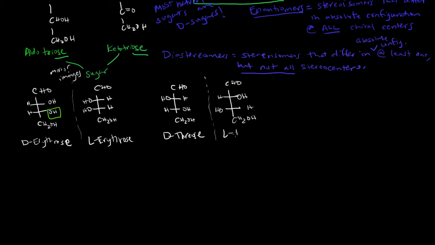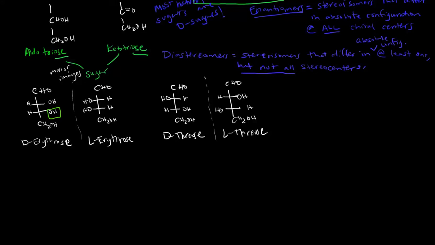Which is L-threose. So these two are enantiomers, and these two are enantiomers, but D-erythrose and D-threose are diastereomers, and L-erythrose and L-threose are also diastereomers. And keep in mind, when the last OH is on the left side, it's an L sugar. When the last OH is on the right side, then it's a D sugar.